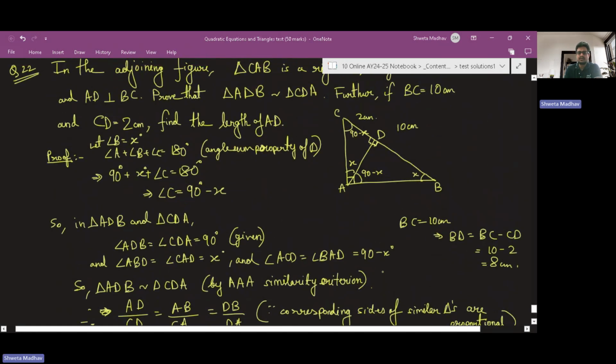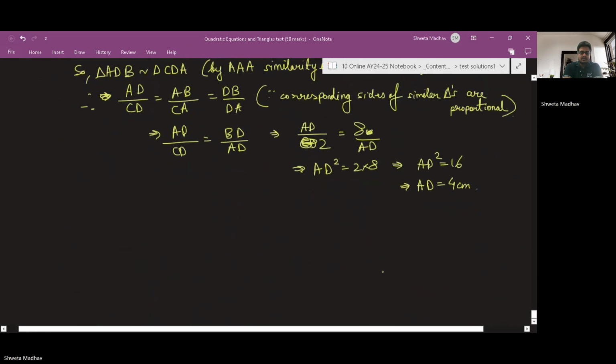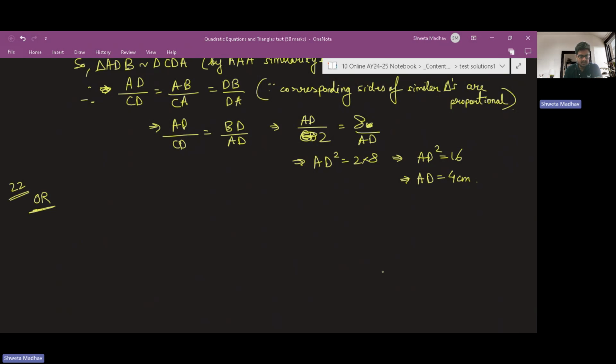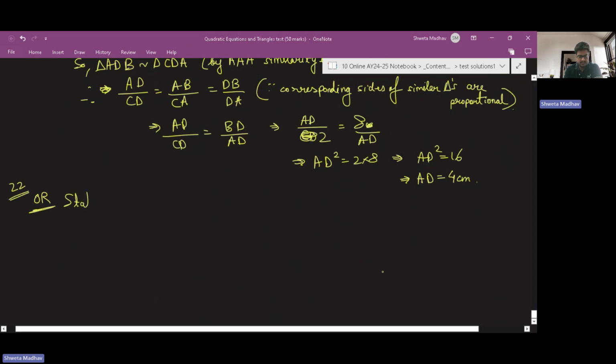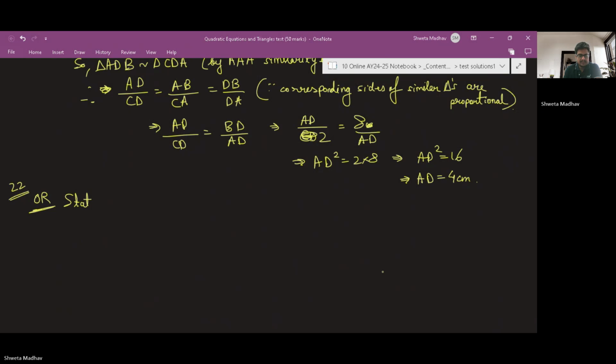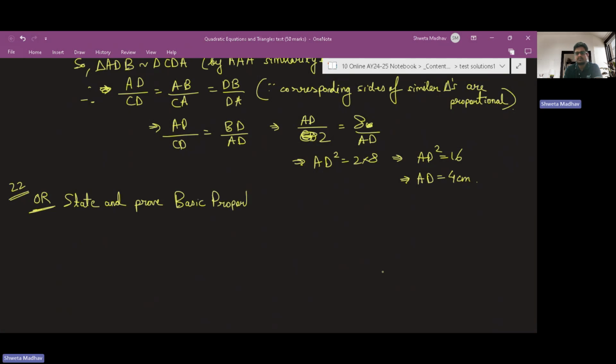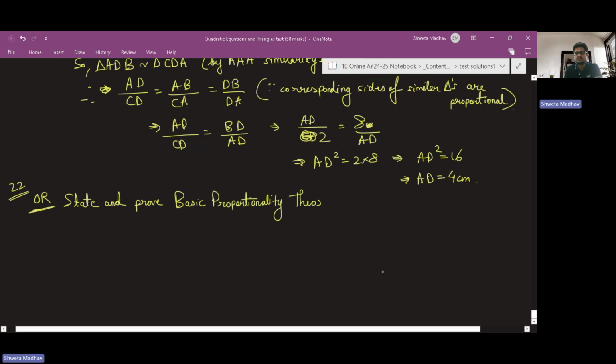And here we have also proved that triangle ADB is similar to triangle CDA. And there is an OR part in this question number 22. In the OR part of question 22, it is told to state and prove the basic proportionality theorem, BPT. State and prove the basic proportionality theorem.